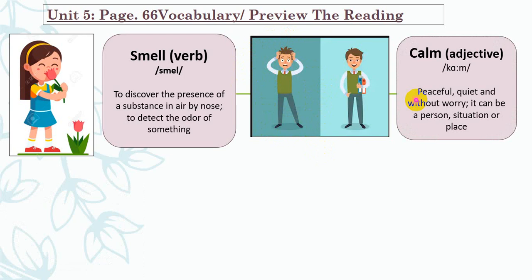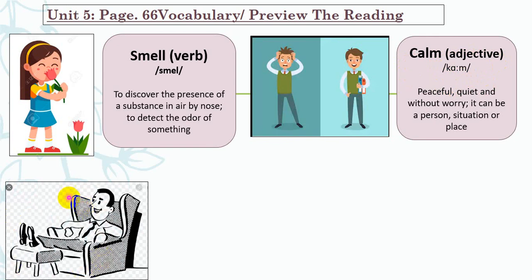So in this situation, this boy is calm. He's peaceful. He's quiet. He's not worried. Now this calm is an adjective. It is describing. It can describe a person. This person is very calm. It can describe a place. This place is very calm, very peaceful, very quiet, and it can also describe a situation. So basically calm is an adjective. It is a one syllable word, calm.